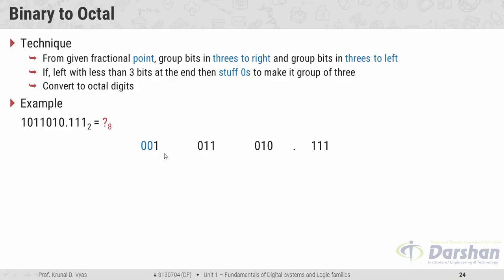Now you have to look into that octal to binary table. So for 001 you have octal digit 1, for 011 it is 3, for 010 it is 2, and for 111 it is 7. So final answer will be 1011010.111 in binary is equivalent to 132.7 in octal. Don't forget to add the point over here. Thank you.